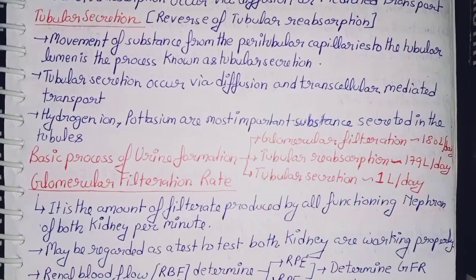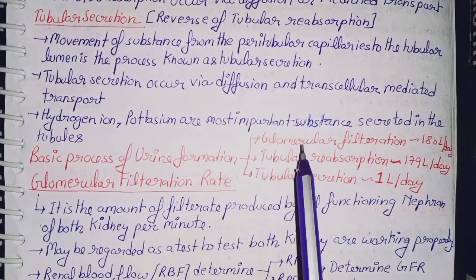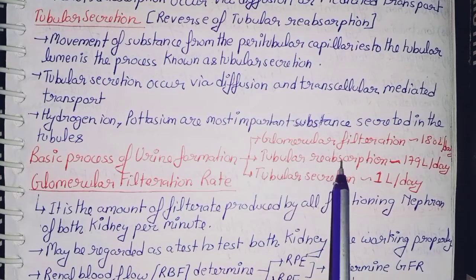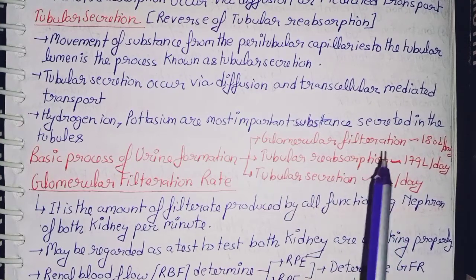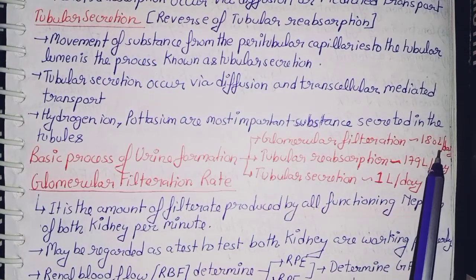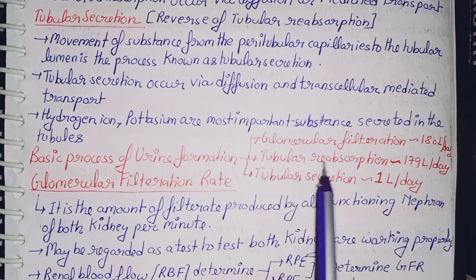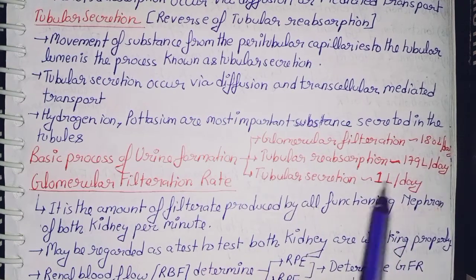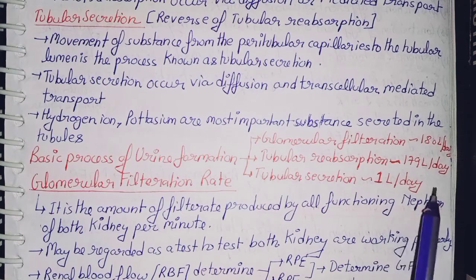So there are three processes of urine formation: glomerular filtration, tubular reabsorption, tubular secretion. Glomerular filtration rate is 180 liter per day, tubular reabsorption rate is 179 liter per day, and tubular secretion rate is 1 liter per day.